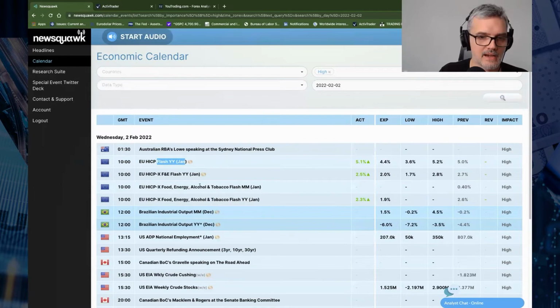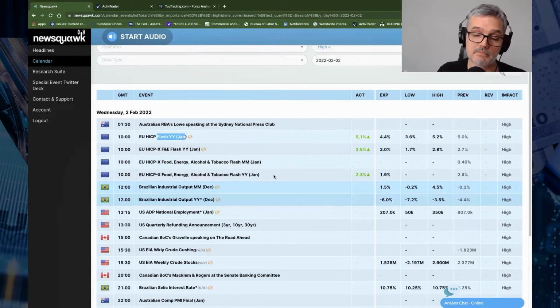Looking at the economic calendar, we can see that euro inflation data, flash data, so it's the sort of initial readings, came in better than expected at 5.1%, above the 4.4% expectations and above the previous reading. So ECB might look at this and think they may have to be a little bit more hawkish in their sort of tone. Then the euro itself will be rising on the back of that expectation.